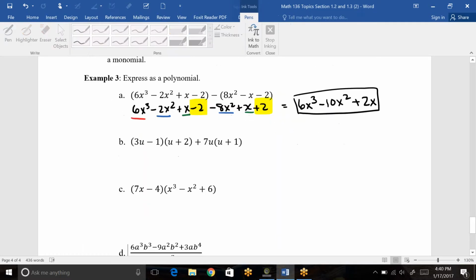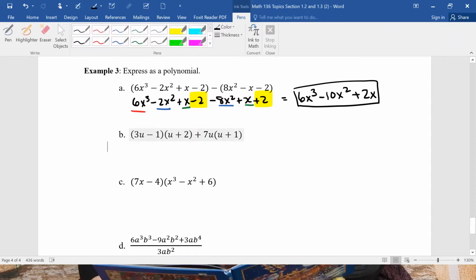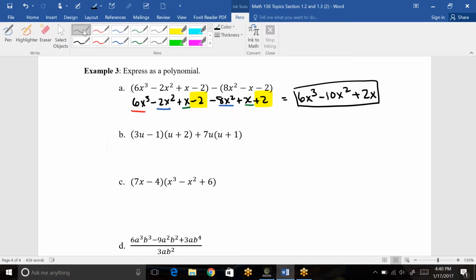For part B, we need to do the distributive property, and we also eventually will have to do some addition. So this is actually a combination of adding and multiplying. Because of order of operations, you have to do the multiplication first. So FOIL means that when you have two binomials multiplied together, you do first times first. So 3u, this is just distributive property essentially, times u. And then we do 3u times 2.